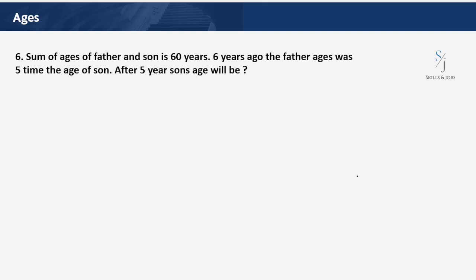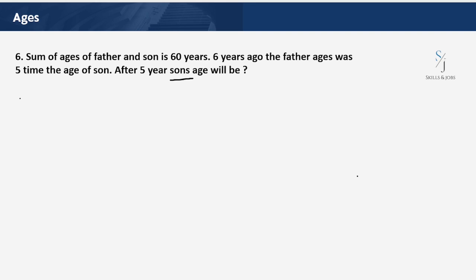Sum of age of father and son is 60 years. 6 years ago, the father's age was 5 times the age of son. After 5 years, son's age will be? So what we have to find here? We have to find out the son's age. So the first part of the question is: sum of the age of father and son is 60 years.